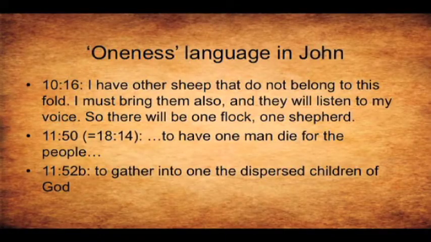John tells us that Caiaphas, quote, prophesied that Jesus was about to die for the nation. And he means, of course, in a theological sense, the atonement. He's about to die for the nation, but not for the nation only, but to gather into one the dispersed children of God.